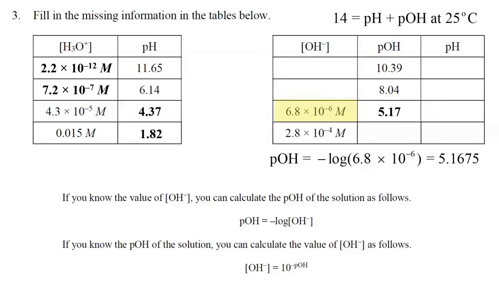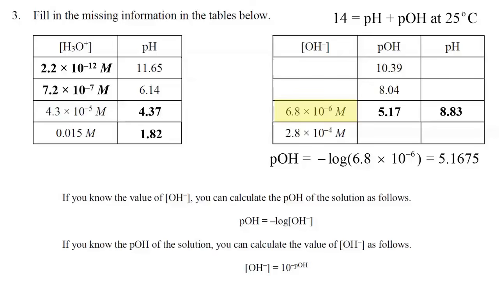Since all of these solutions are assumed to be at 25 degrees Celsius, then we can use the relationship which says that pH plus pOH equals 14. And since I already know the pOH is 5.17, that means that the pH would be 14 minus that value. So 14 minus 5.17 is 8.83.